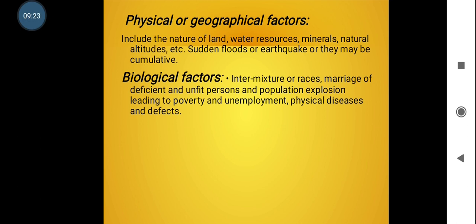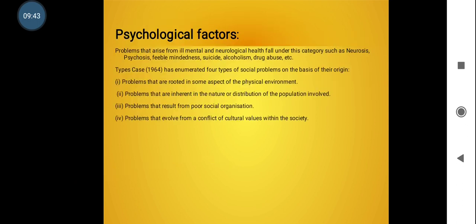Sudden floods and earthquakes, or they may be cumulative. Biological factors. Intermixture of races, marriage of deficient and unfit persons, and population explosion leading to poverty and unemployment, physical diseases and defects. Psychological factors. Problems that arise from ill mental and neurological health fall under this category, such as neurosis, psychosis, feeblemindedness, suicide, alcoholism, drug abuse, etc.